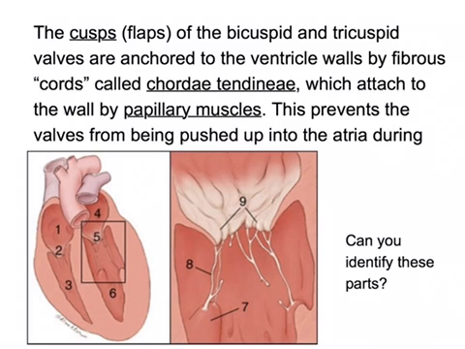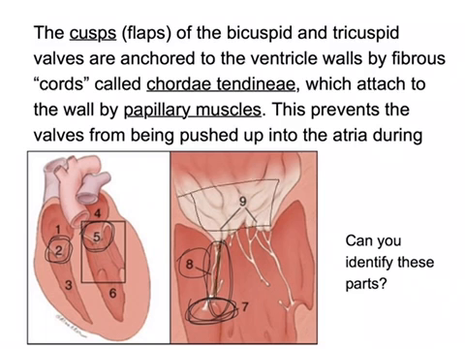So first, let's identify bicuspid and tricuspid. We can see tricuspid would be number 2 right here, and bicuspid would be number 5. And what happens then, if we look a little bit closer, we can see that the papillary muscles are going to be these ones right here, number 7, and then the chordae tendineae, they look like cords, that's number 8. So again, we have the papillary muscles, and then the cords, and then the valve up here.